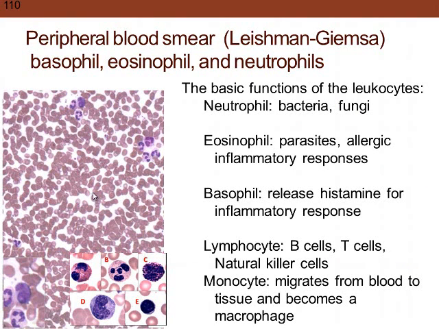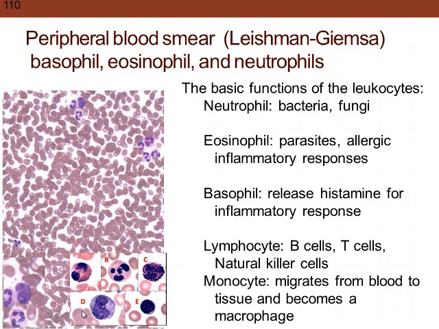So if we take a look at blood, we can see what they do. In case of bacterial or fungal infection, you have a lot of neutrophils. Eosinophils, where you have a parasitic or allergic response. And basophils, where you have histamine and inflammatory response. Lymphocytes can be either T or B lymphocytes. They can make killer cells or they can make plasma cells, as we'll talk about.